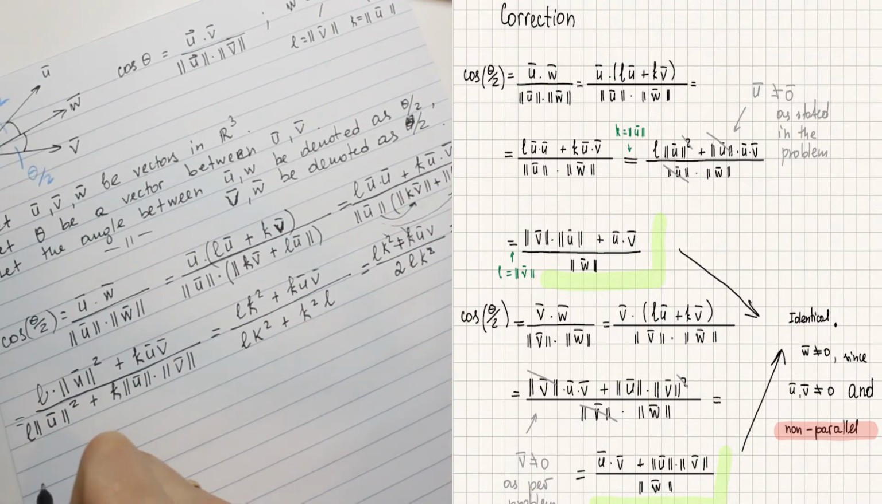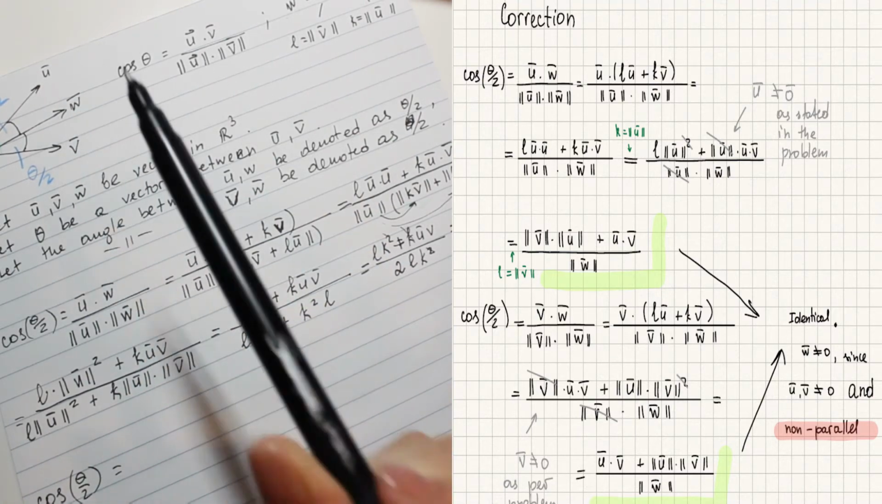Now we go from another side. Now let's see. But this time we go with vectors v and w.